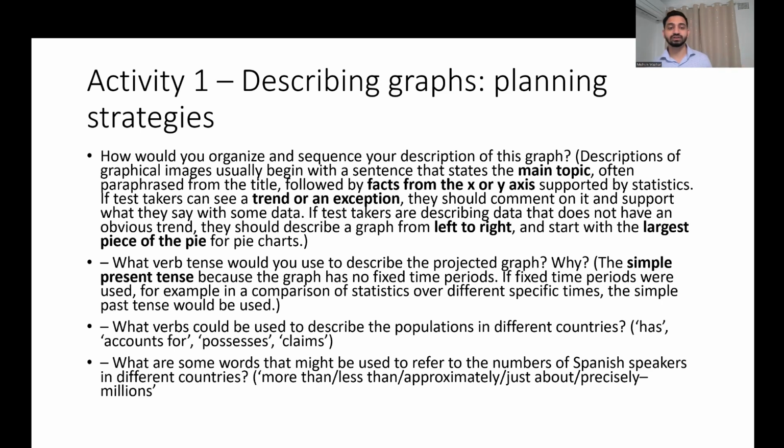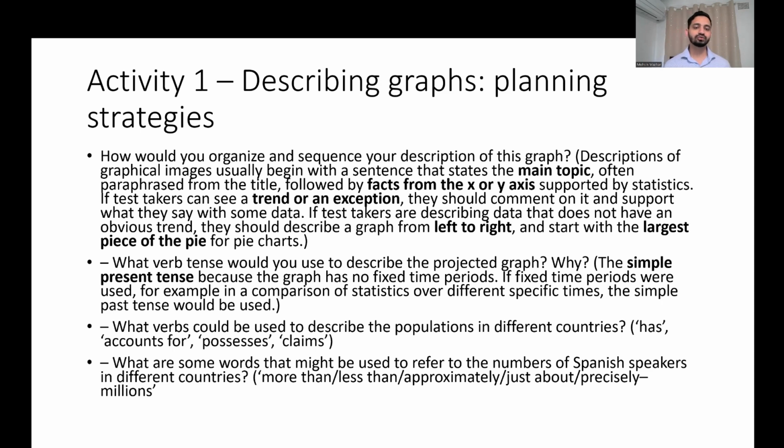Now, what verb tense should we use? This is very important to understand as well. What verb tense would you use to describe the projected graph and why? The simple present is my recommendation. You should use simple present because the graph has no fixed time periods. If fixed time periods were used, if it's been given, like in 1980 something happened, and now in 2023 this is happening, in 2000 something happened, if something is in the past and you're explaining about the past, then you can use past simple, right? But otherwise, in the majority of the cases, you will be using simple present.